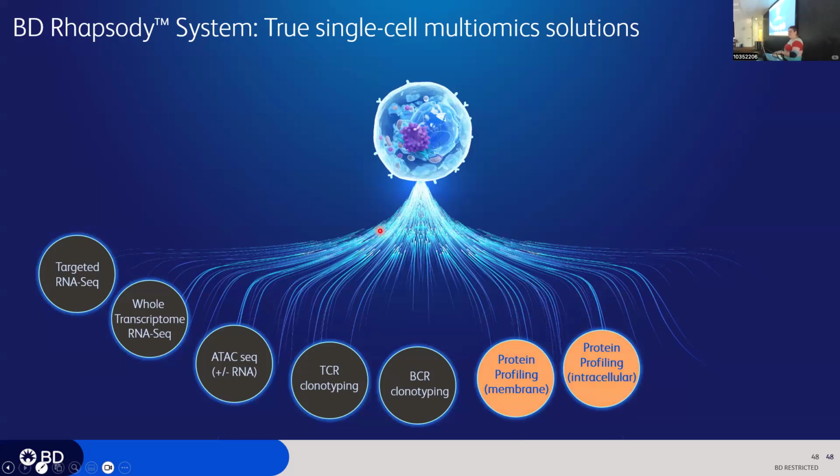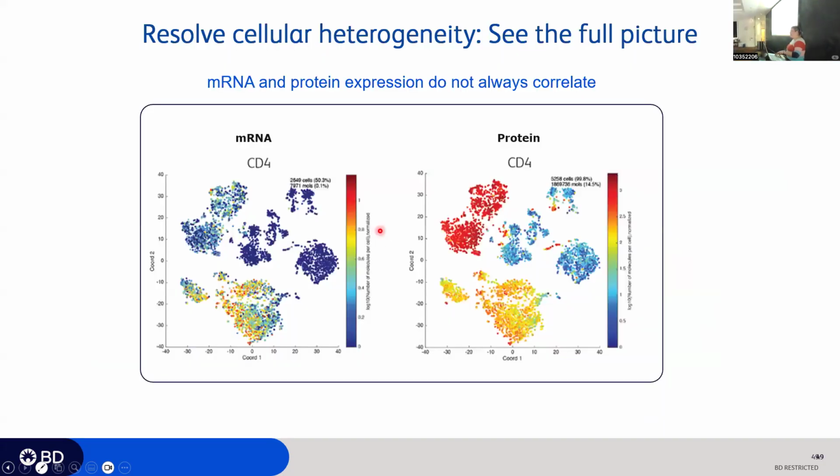Okay, protein profiling. So hopefully we have some folks in here who are interested in protein profiling. So we've got a lot of cool stuff we can do with it. So in trying to further resolve cellular heterogeneity, I like to bring us back to this idea of mRNA versus protein expression. And we know that mRNA and protein expression do not always correlate. So this is a really nice example of that.